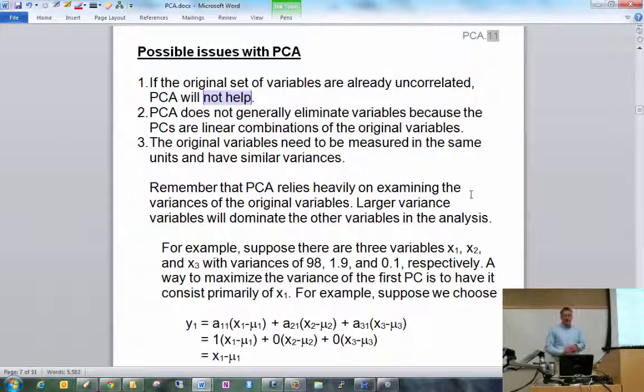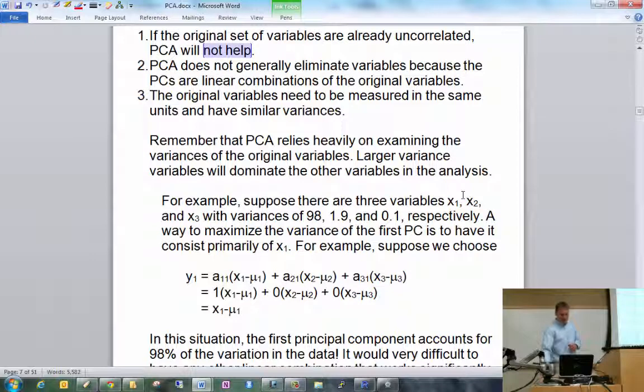PCA does not generally eliminate variables because the PCs are linear combinations of the original variables. So you can't necessarily, let's say, form these principal components and then throw away your original data set, because you're always finding these linear combinations. So while you can view your data, let's say, in a smaller number of dimensions, you still have your underlying variables in the end.